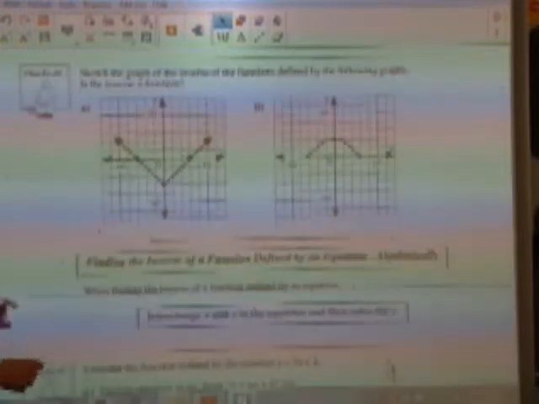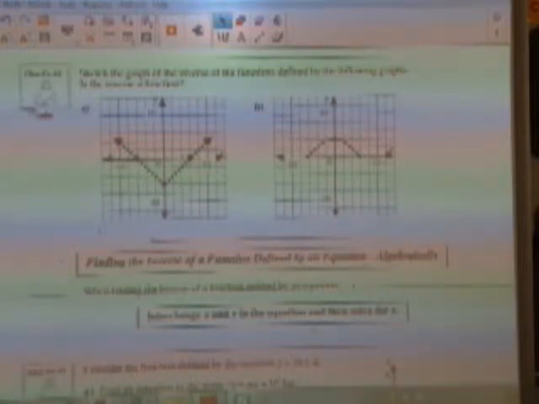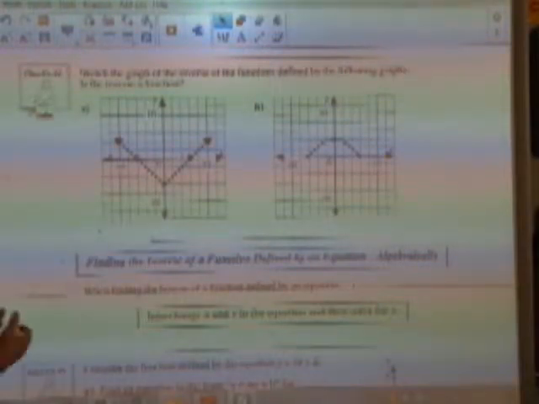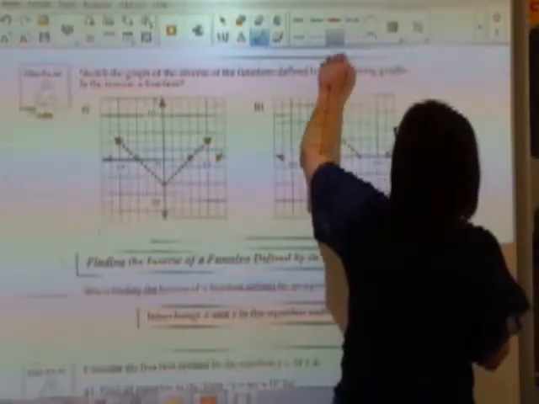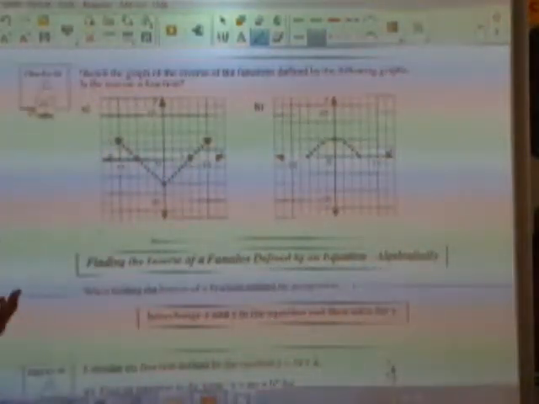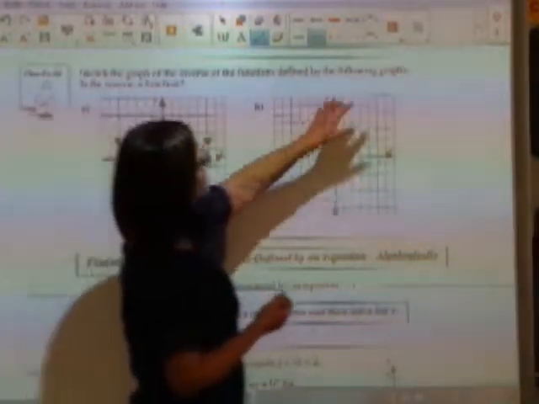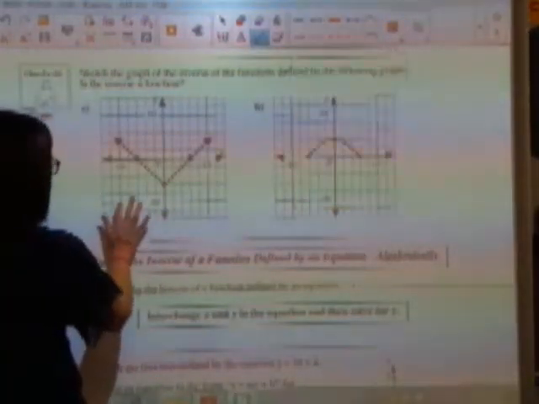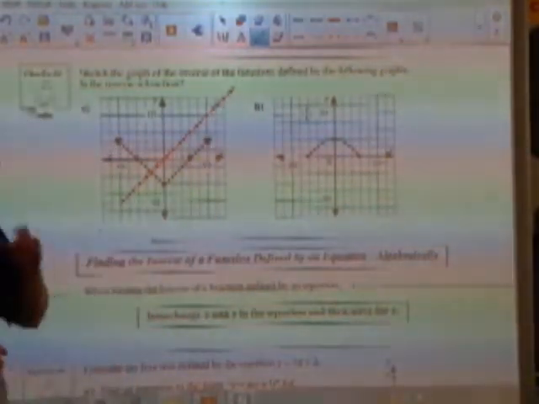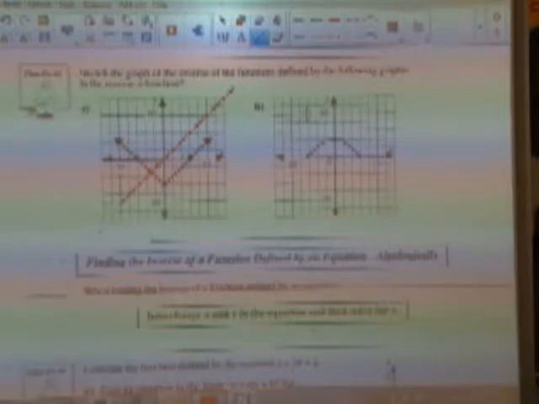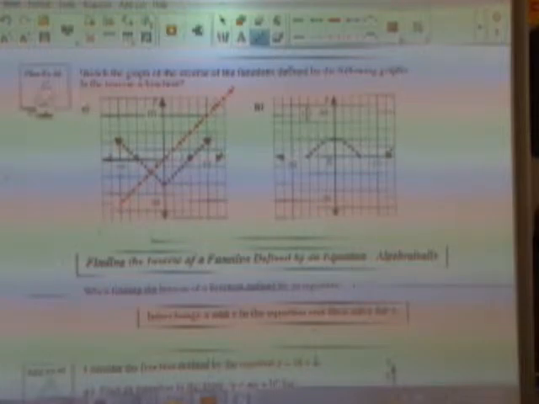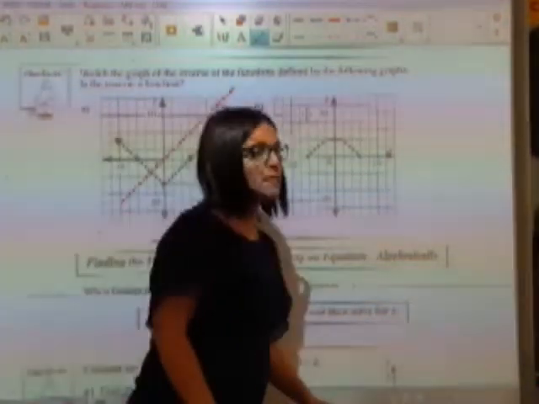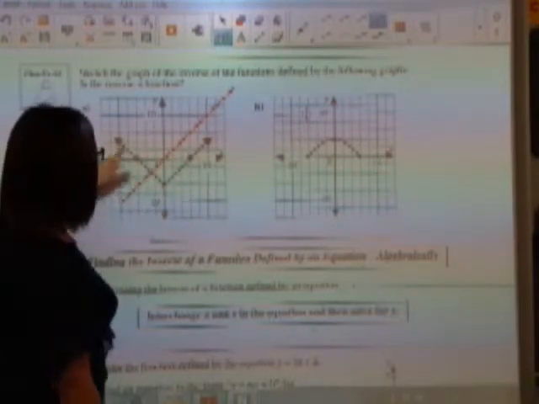So if I look at class example number 4, it says sketch the graph of the inverse functions defined by the following and then state whether or not the inverse is a function. So what I would do is I would start off with my mirrored line. It's the line y equals x. So 1 and 1, 2 and 2, 3 and 3, 5 and 5, 10 and 10. That's my mirrored line. And then pick points on that function and reflect them.